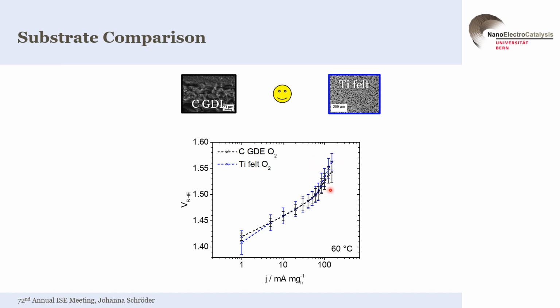Looking closer at higher current densities, we seem to see some deactivation of the catalyst in the titanium felt, but this is probably only traced back to the peeling off of the Nafion membrane that I observed at the end of the measurement. Therefore, for measurements at high current densities, professional hot pressing seemed to be necessary.